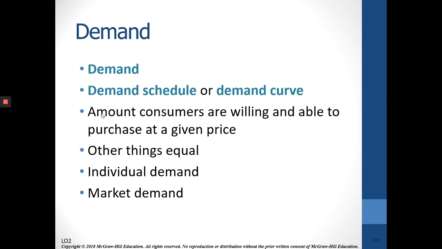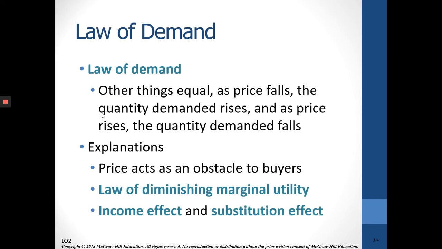So demand is nothing more than the amount consumers are willing and able to purchase at a given price. We say other things equal because we know that price is not the only thing that affects demand decisions. But when we're looking at the law of demand, we're only considering price. So as price falls, quantity demanded rises. As price rises, quantity demanded falls. Nothing more logical than that. So price can act as an obstacle to buyers.